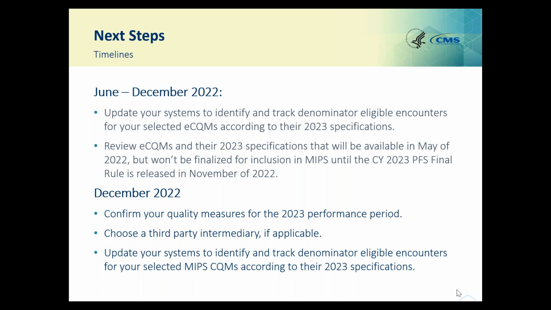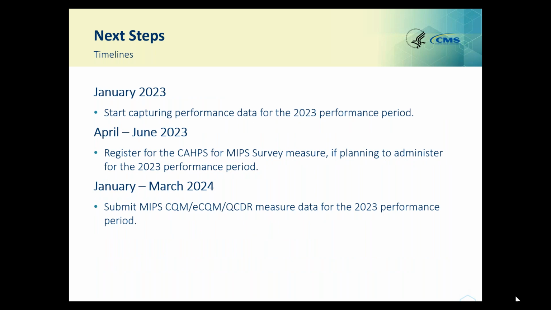Next slide, please. The timeline on this slide outlines timeframes pertaining to the 2023 performance period. So in January of 2023, you will start capturing performance data for the 2023 performance period. Between April and June of 2023, you will register for the Capture MIPS survey measure if you plan to administer that for the 2023 performance period. And between January and March of 2024, you will submit MIPS CQM or ECQM QCDR measures data for the 2023 performance period. Next slide, please.